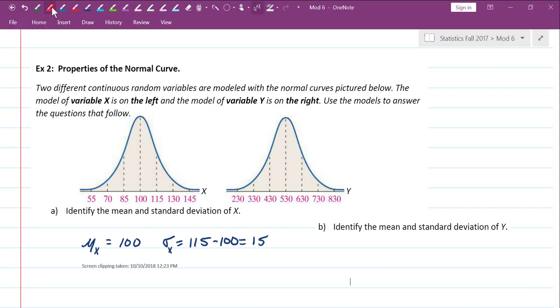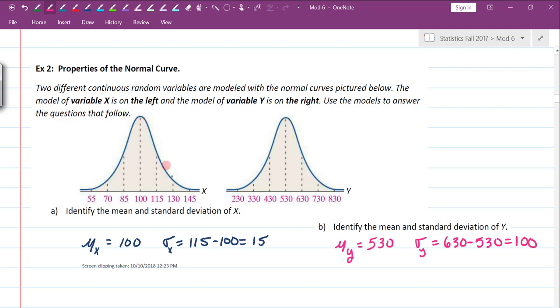Now let's look at our next question here. Part B says identify the mean and the standard deviation of y. So here's our y distribution, and in the very center is going to be our mean. So our mean of y is going to be equal to 530. Our standard deviation of y is going to be calculated as 630 minus 530, and so that is equal to 100, okay?